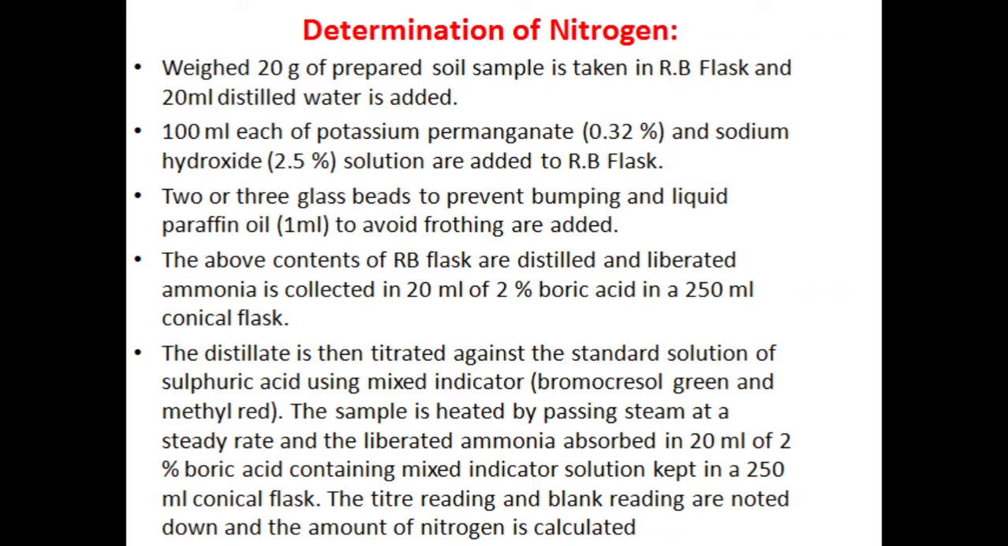Okay, the above contents of the RB flask are distilled and ammonia is liberated. When heated, all these react, and the nitrogen present in the soil in the form of organic compound is converted into ammonia. So then the above contents of the flask are distilled. Liberated ammonia is collected in 20 ml of 2% boric acid in a 250 ml conical flask. What is collected? The liberated ammonia gas, in 20 ml of 2% boric acid.